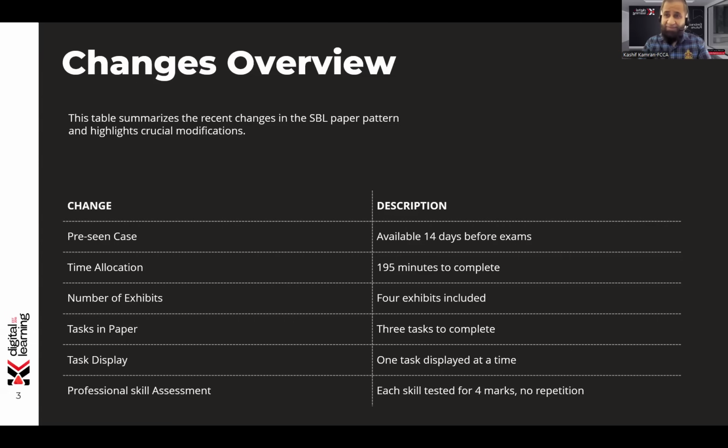Professional skill assessment. There are 5 professional skills. Each professional skill will be tested, and the worth of each skill will be 4 marks. There will be no repetition of the skills. So you have 5 skills, each tested for 4 marks. So that's 5 multiplied by 4 is 20. So this is an overview of the changes which you should be familiar with.